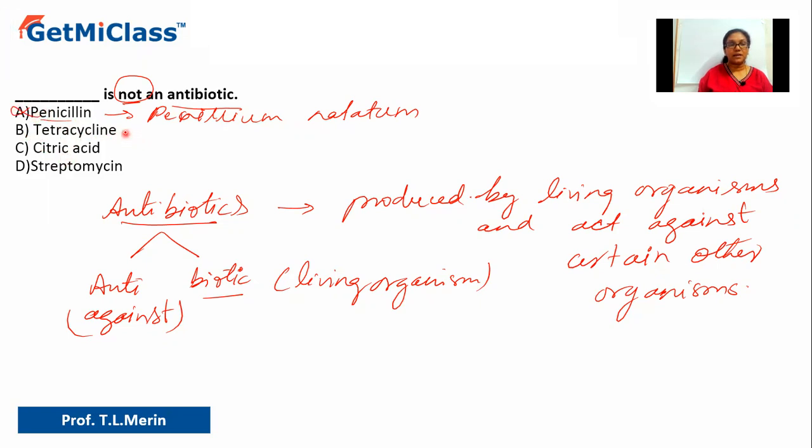Option B says tetracycline. Tetracycline is an antibiotic. It is produced by certain Streptomyces species, which are found usually in soil as well. So it is an antibiotic, hence we will rule it out.